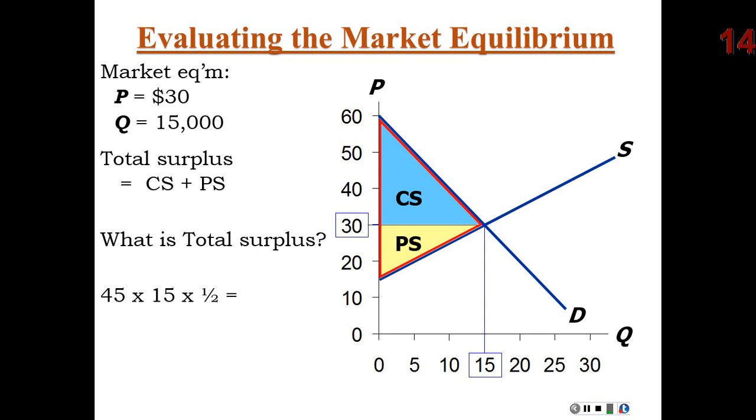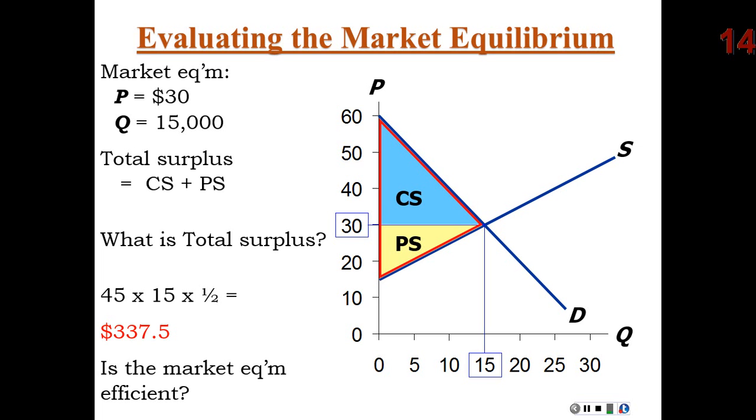Okay, we could add those two together, or we could do the 60 minus the 15, which would be 45, times the quantity 15 divided by 2, which would just give us 337.5. This is obviously excluding the thousands, but $337.50, or $337,500, which would represent the total dollar value that market participants benefit from participating in this market. Okay, so you can do it either way. You can just calculate that big triangle by itself, or you can calculate consumer surplus and then add it to producer surplus.